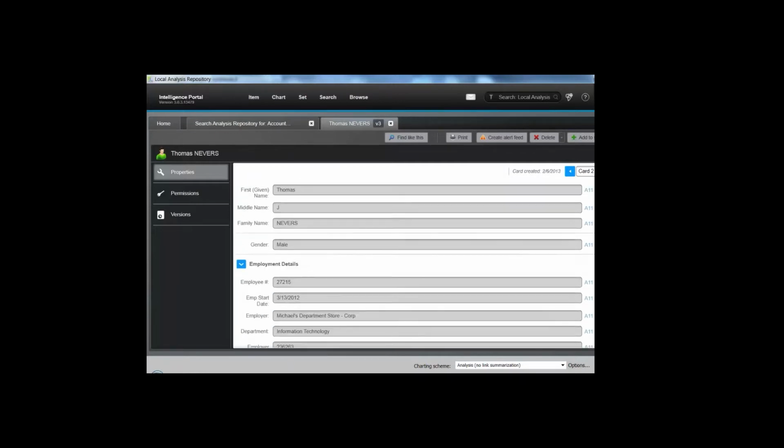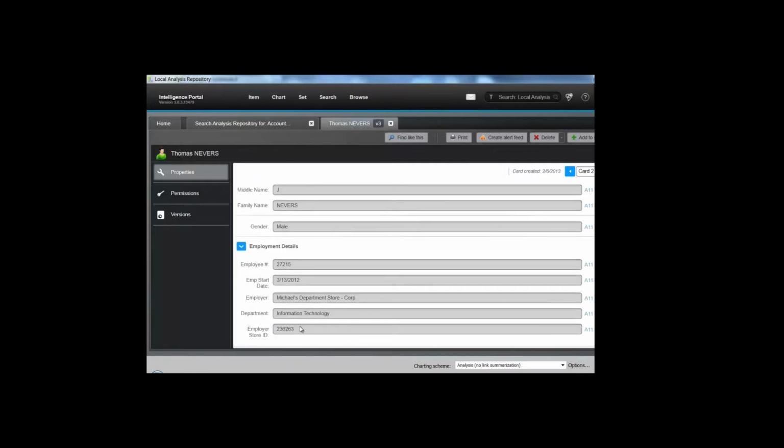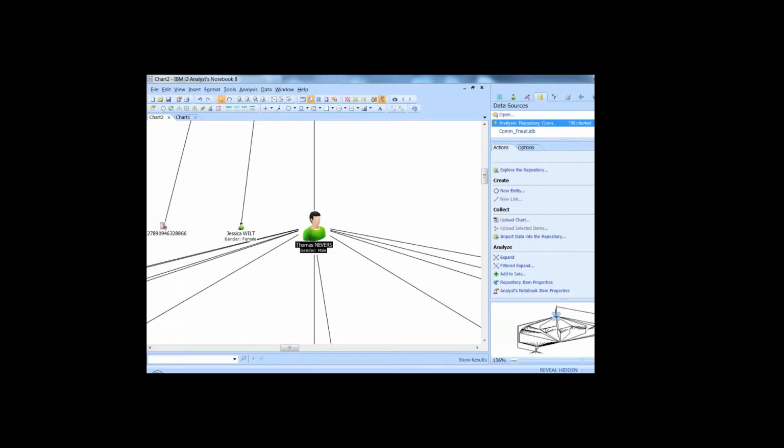As I explore this path, I see that in March of 2012, he actually transferred into the IT department, and this ended up giving him access to all of the retailer's systems. So as we go back to the chart, we feel comfortable that we've identified a likely suspect.